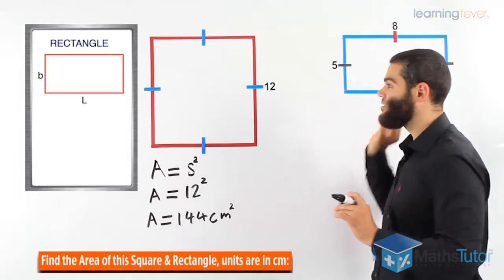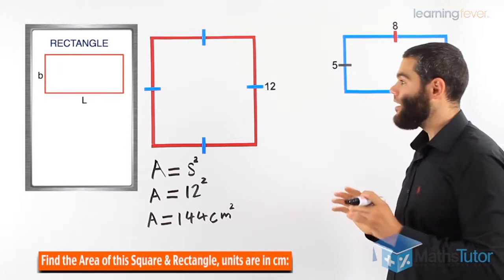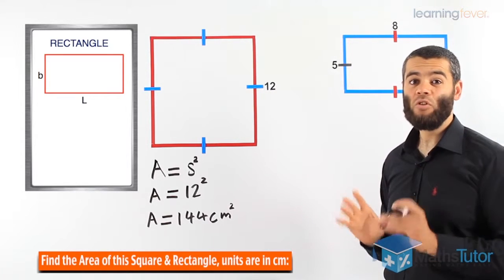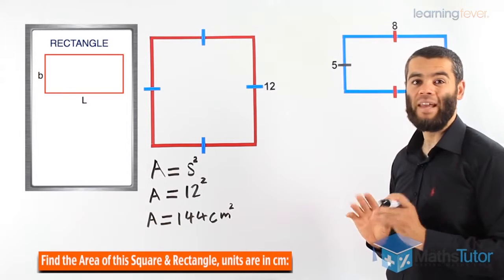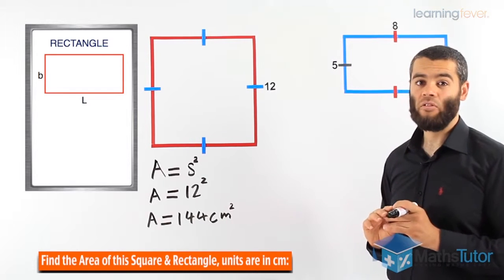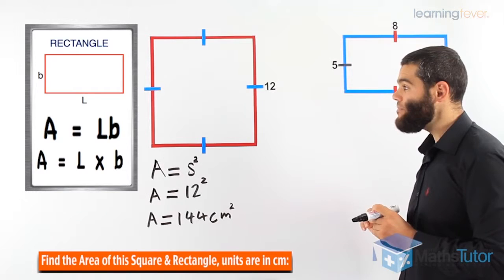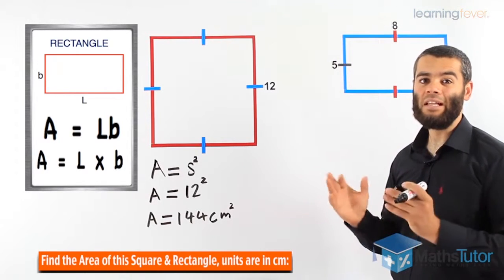Now, the rectangle. Let's look at the theory. A rectangle is a shape which has 2 long sides and 2 short sides. The long sides are marked with an L for length and the short sides are marked with a B for breadth, or sometimes W for width. The formula: A equals LB, meaning L times B.